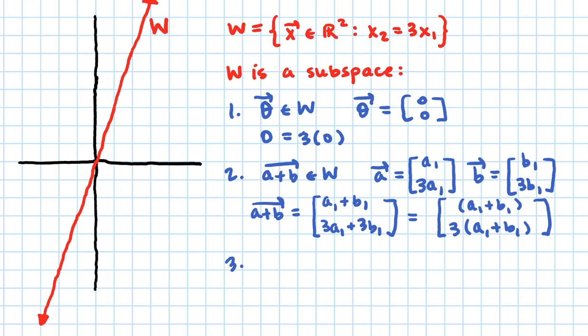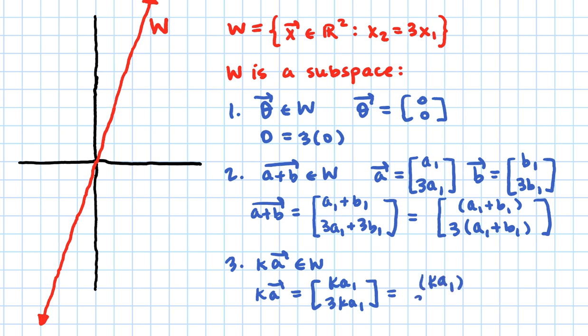All right, now we need to check and make sure that if we take A and multiply it by some real number, it's still going to be in W. Well, K times A will be KA1 and 3KA1. Really, it's K times 3A1, but we know that multiplication of real numbers commutes, so we can do this. And if you really wanted to make it obvious, you could throw parentheses around it and say that it's a number and then 3 times that number. So it is closed under scalar multiplication. And since it contains the 0 vector, it's closed under addition and it's closed under scalar multiplication, I can conclude that this W is indeed a subspace.